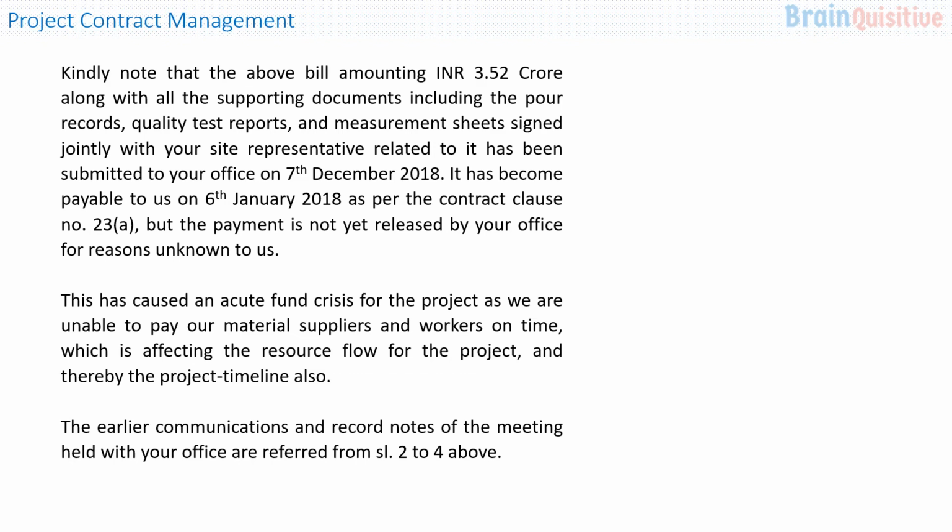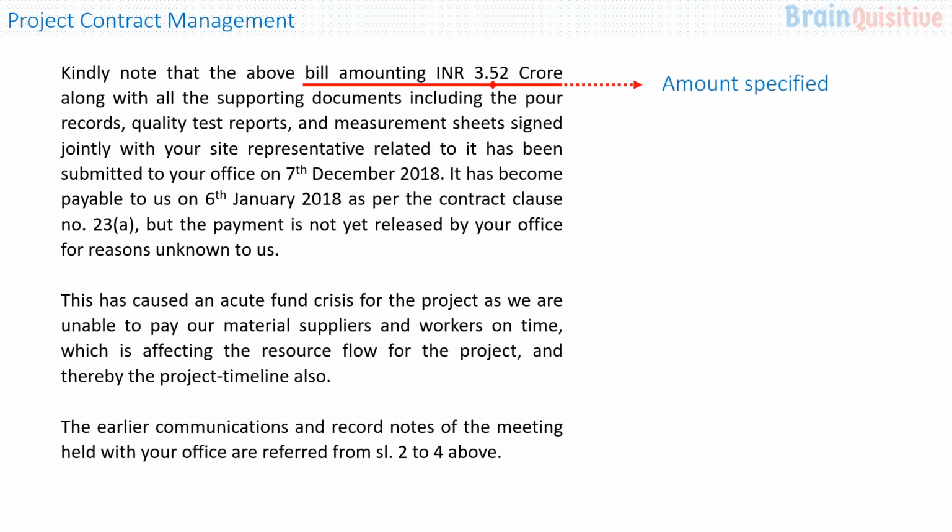It has become payable to us on 6th January 2018 as per the contract clause number 23A, but the payment is not yet released by your office for reasons unknown to us. This has caused an acute fund crisis for the project as we are unable to pay our material suppliers and workers on time, which is affecting the resource flow for the project and thereby that project timeline also. The earlier communications and record notes of the meeting held with your office are referred from serial number 2 to 4 above.